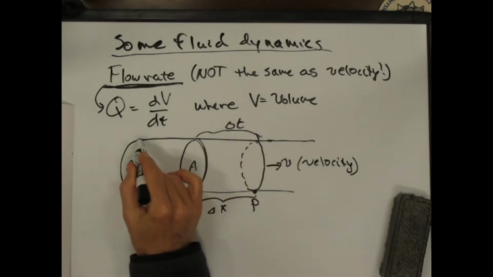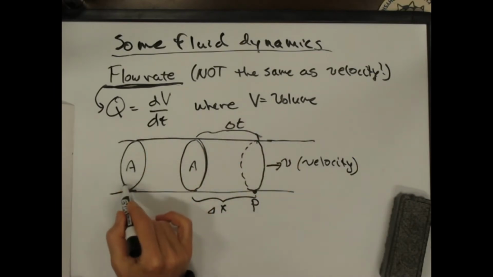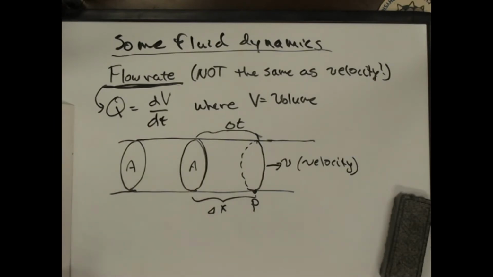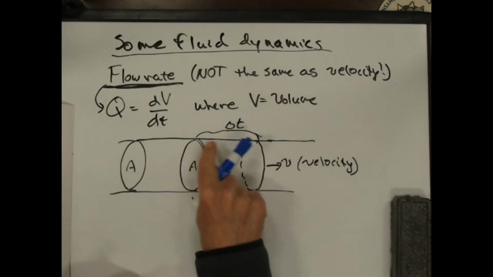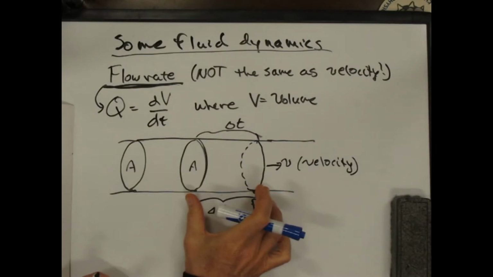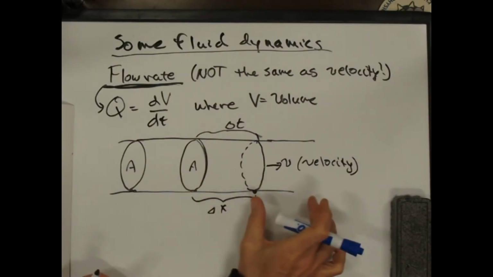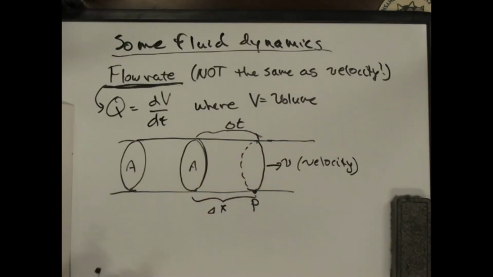So this is a pipe, right? And my pipe has area A, and I'm just looking at some point P. I'm watching the flow go past point P, and in time delta t, this much of the flow, delta x of the flow, goes past P, right? And so my flow rate, Q, is the change in volume over the change in time. And again, that's volume, not velocity, right?